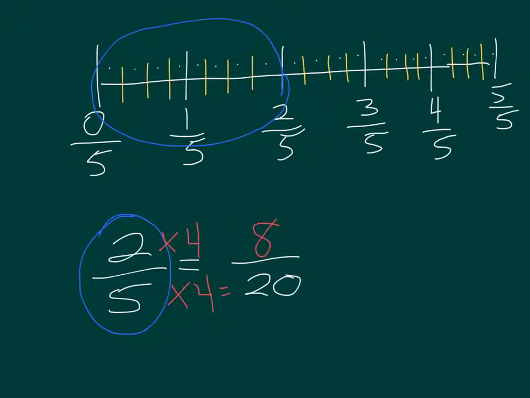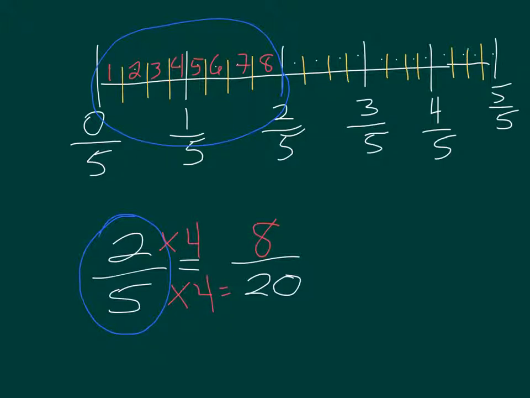Now we can check our work by going back up to our number line and seeing if that is correct. If we do have actually 8 equal parts after changing our number line to 20 equal parts, let's see if there's 8 contained within this 2/5. There's 1, 2, 3, 4, 5, 6, 7, and 8. Proof again that we are correct.